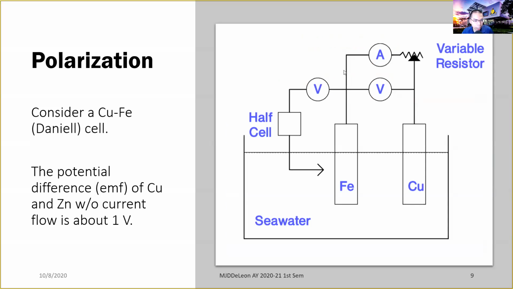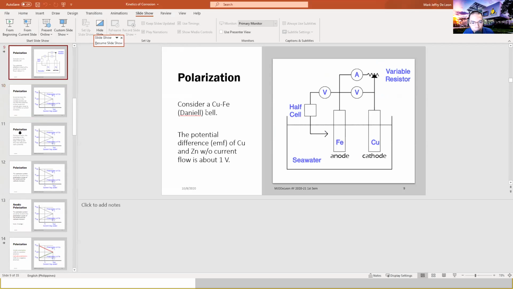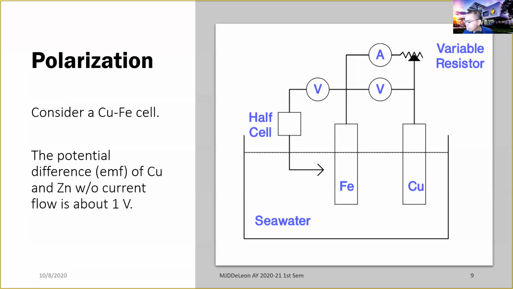So consider a copper ion. This is not Daniell cell. Forgive the change. Consider a copper iron cell.